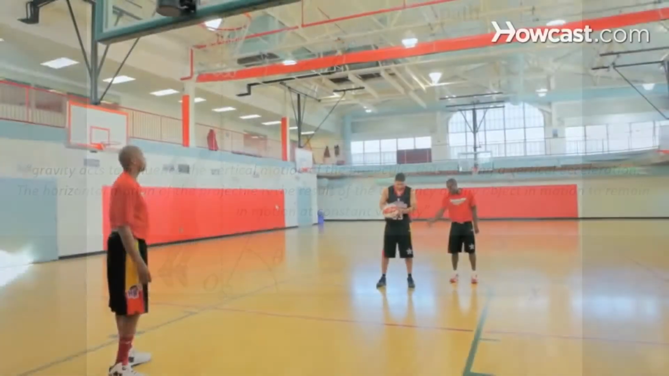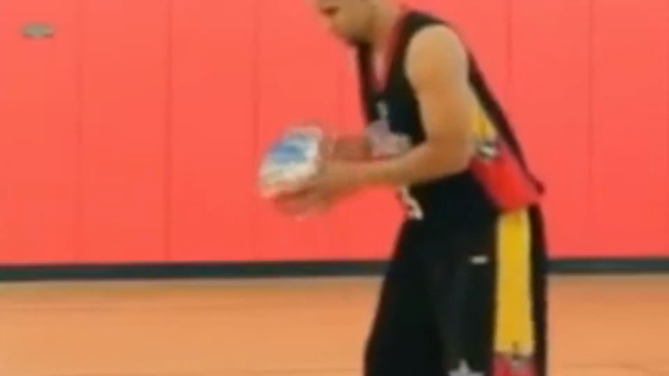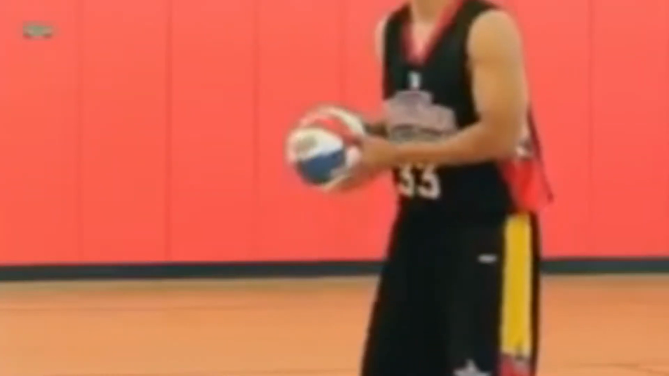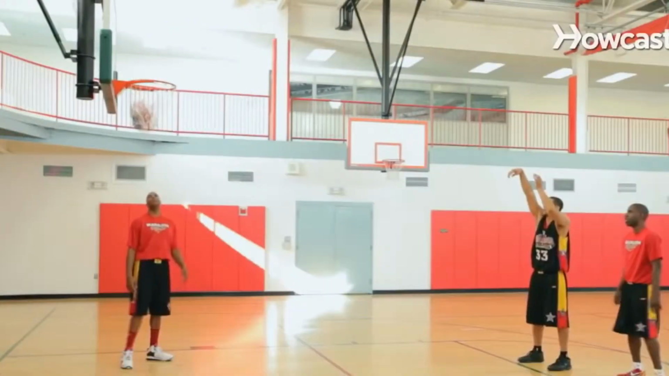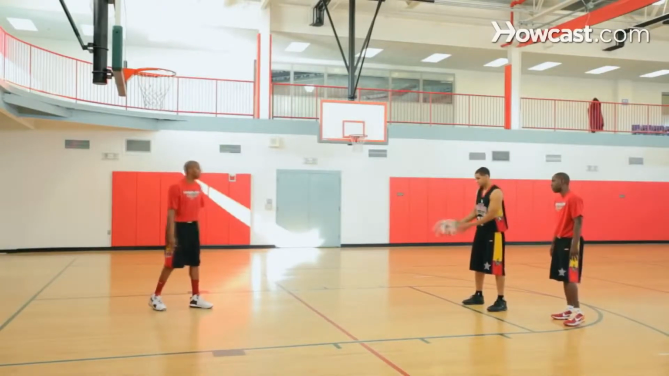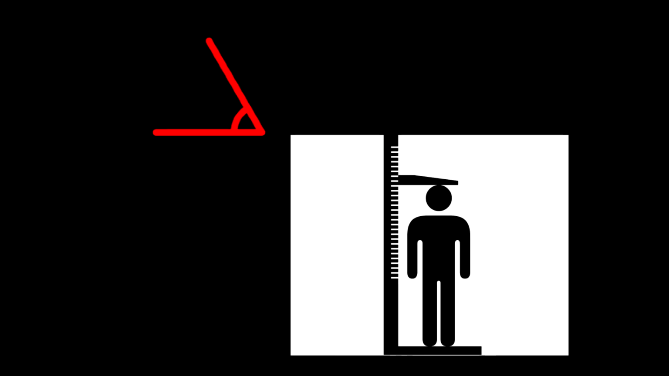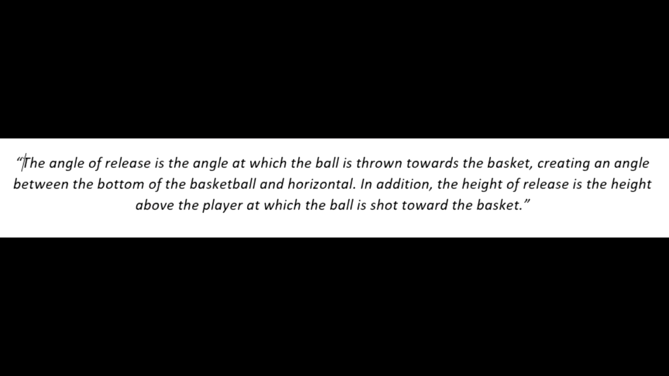In the instance of a basketball free throw, the basketball itself is a projectile, as it is the object that gravity is acting upon. The curved shot is the result of projectile motion as gravity acts upon it, bringing it back towards the Earth's surface. To obtain the correct projectile motion, the correct angle and height of release is needed when shooting the basketball. The angle of release is the angle at which the basketball is thrown towards the basket, creating an angle between the bottom of the basketball and the horizontal.